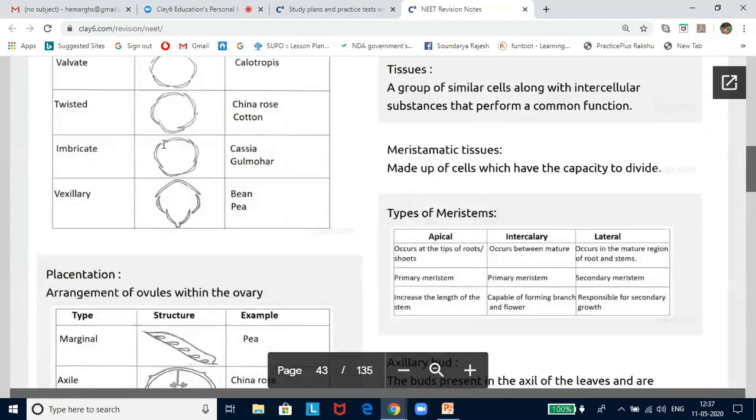In imbricate, if you look at it, out of the three, one will be totally inside, one will be totally outside, and the third will alternate with one in and one out. So this is what we call imbricate estivation. This is seen in Cassia and Gulmohar.